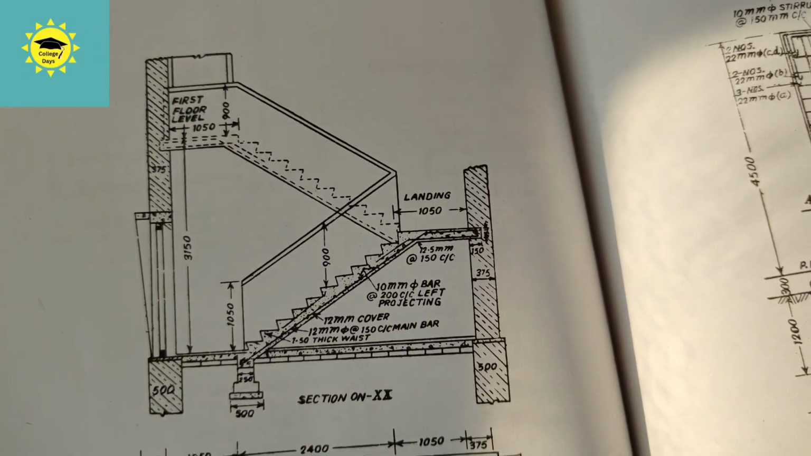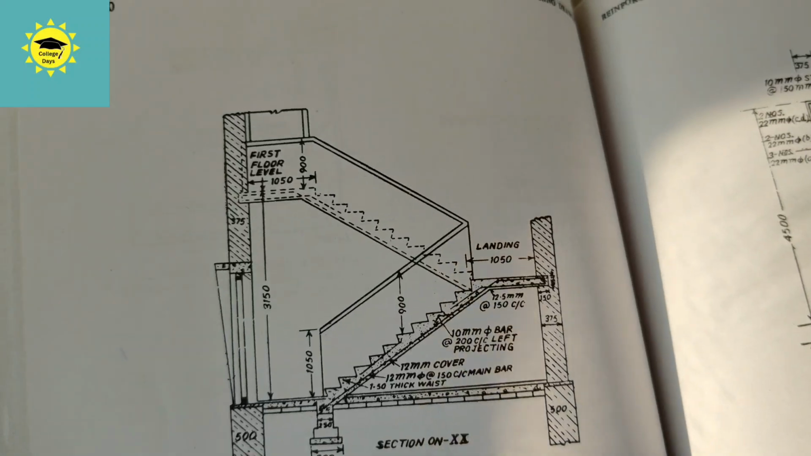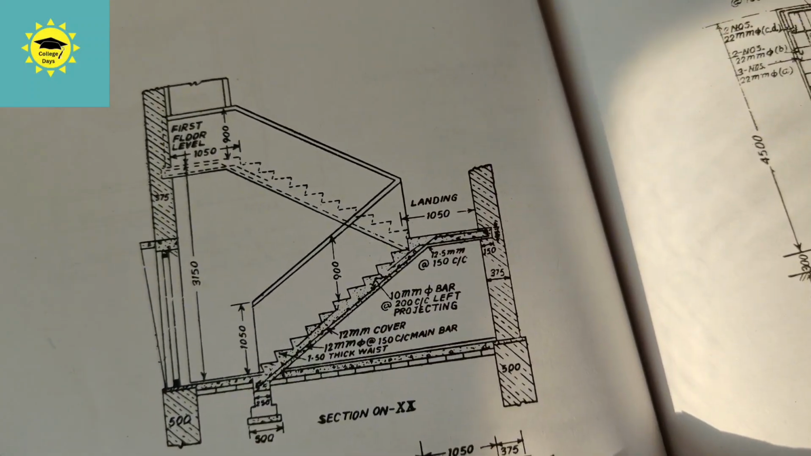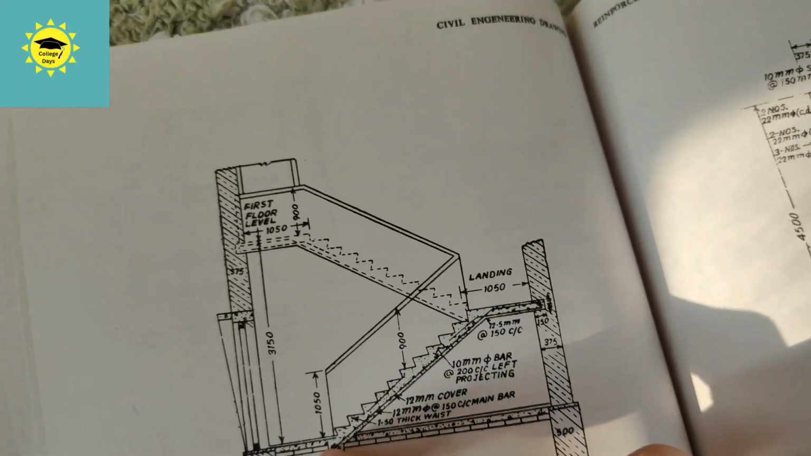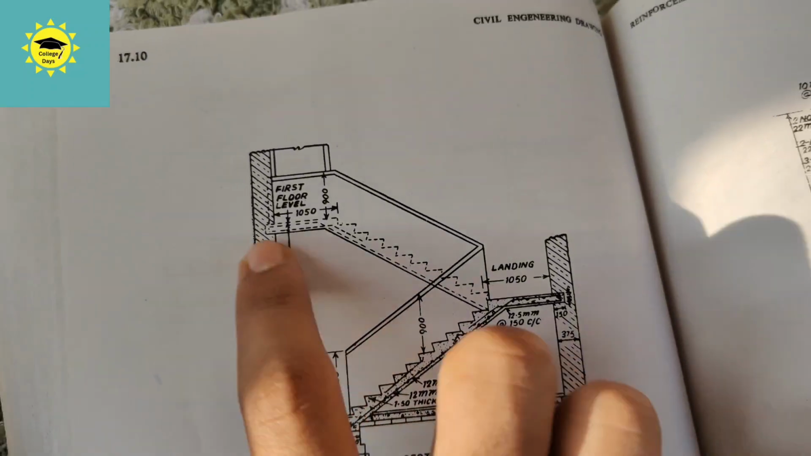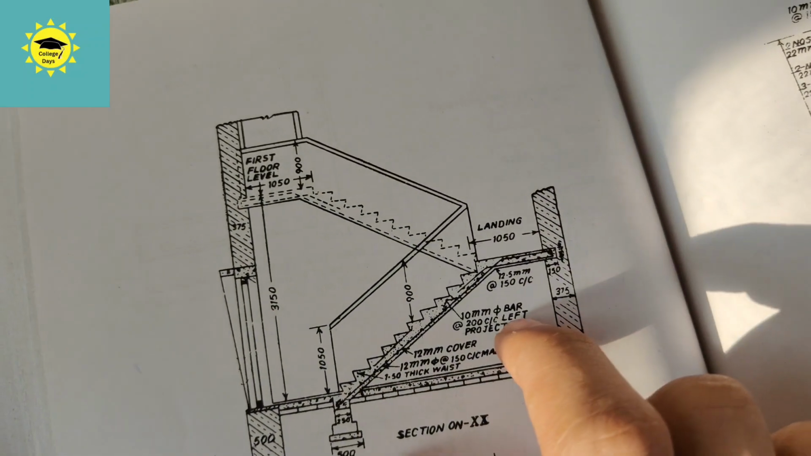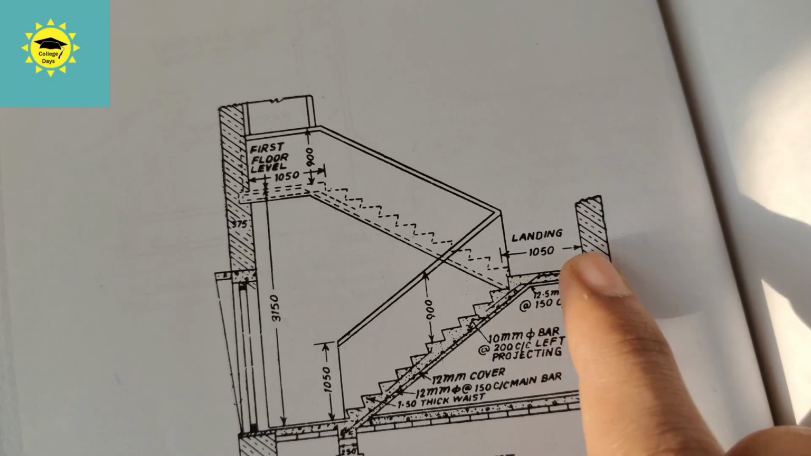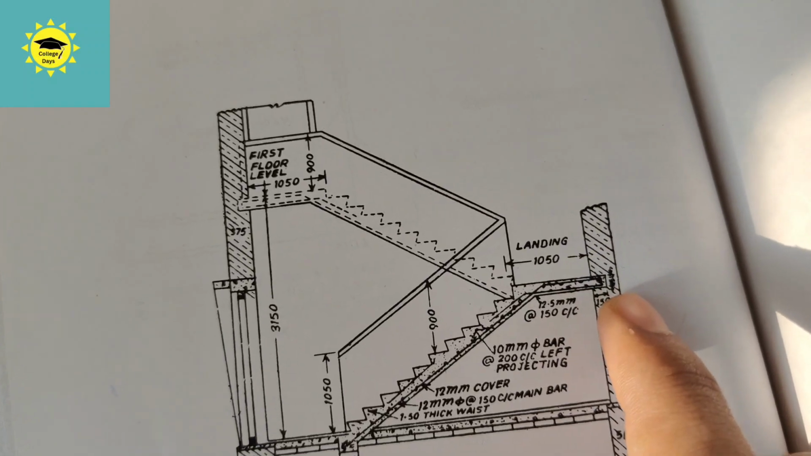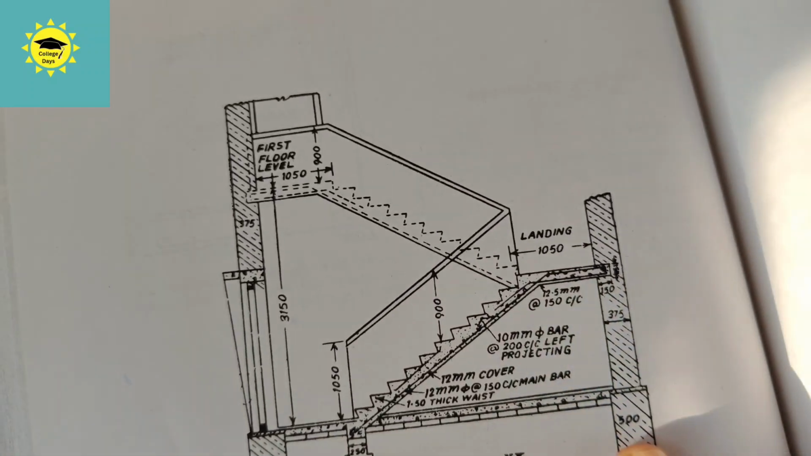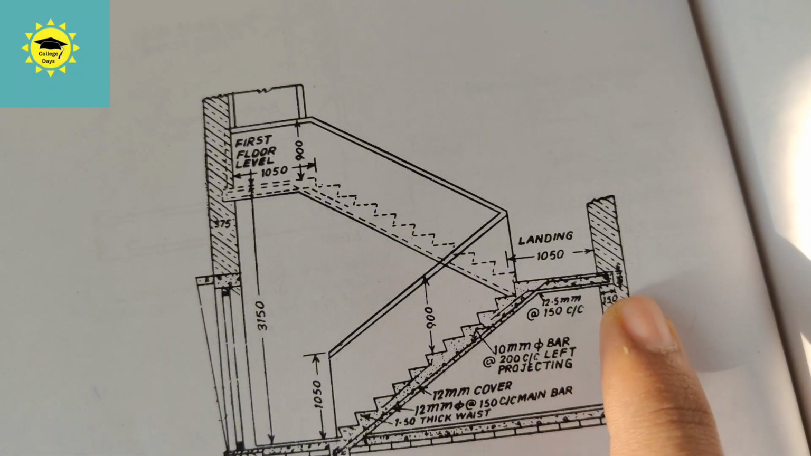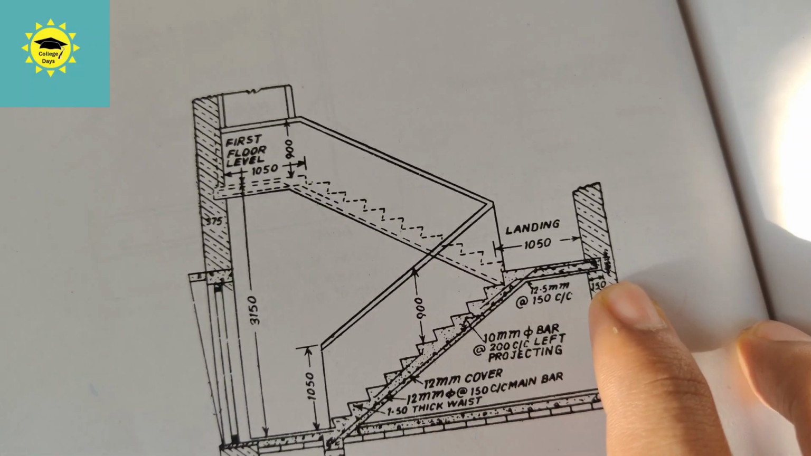So here the problem starts. If you see this drawing, you will understand various things. Okay, this is landing, this is the floor height, this is the first floor level, ground floor level and all. But can you see this part? Can you read what it is? I am sure you are not able to read it or understand it.